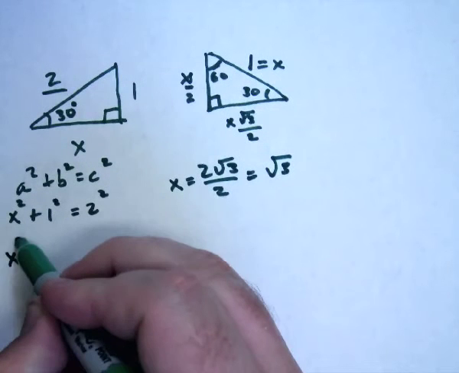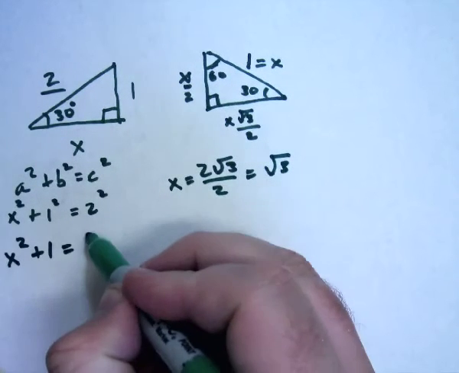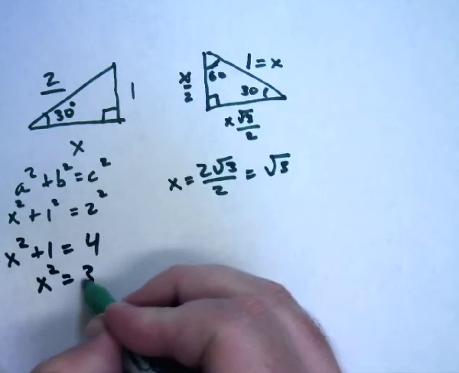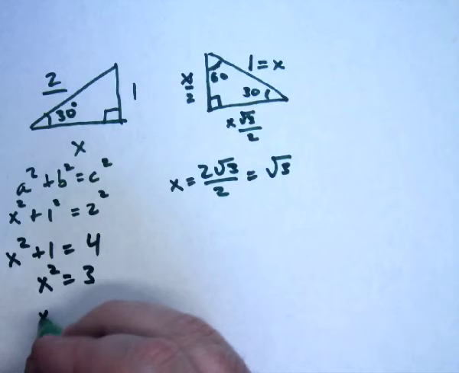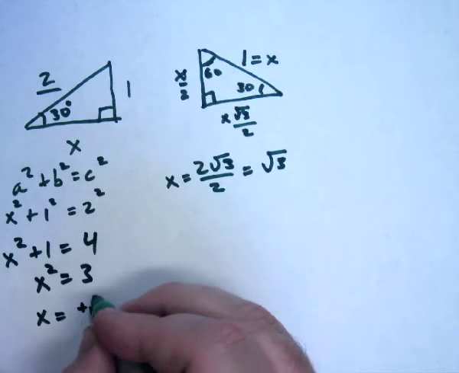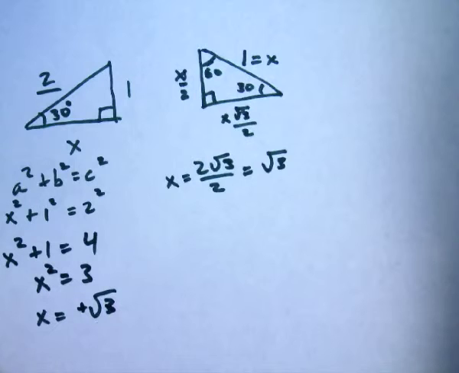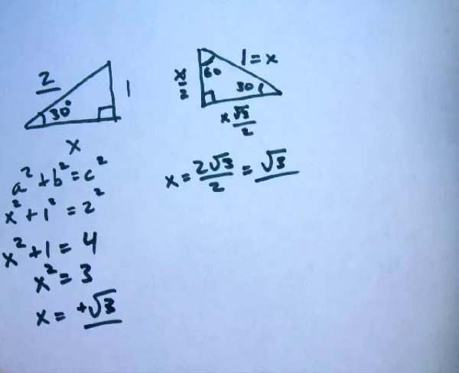You know that 1 squared is 1, and 2 squared is 4. So you subtract 1 from both sides, you get x squared equals 3. You get x equals the positive square root of 3, since we know it's not negative. So either way, you get root 3. So that's what x equals.